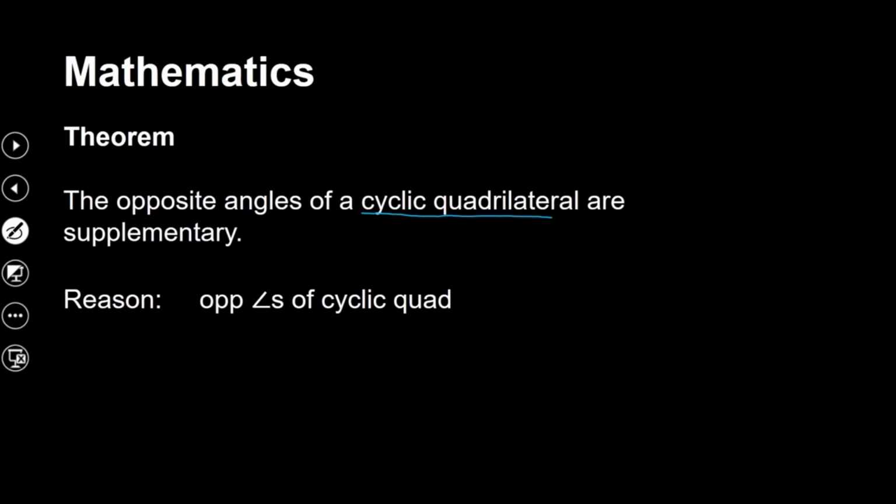And then our reason is, we normally just say opposite angles of a cyclic quad. Some people normally write C/Q to represent cyclic quadrilateral. That's really still acceptable for you to write.